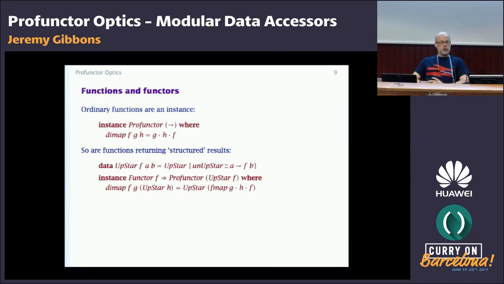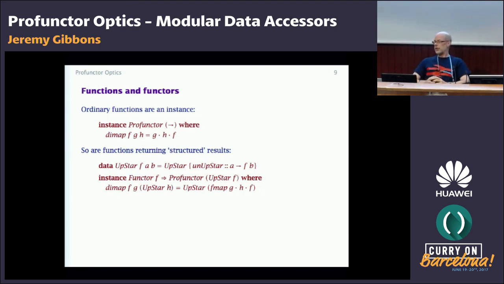Profunctors are a generalization of functions, so functions ought to be profunctors, and indeed they are. If I've got a function from A to B and a way of adapting A primes to A's and B's to B primes, then I can make a function from A prime to B prime just by composing these three things. But also, if I have functions from A's to pairs of B's, or functions from A's to B comma Bools and various other things, they are profunctors too.